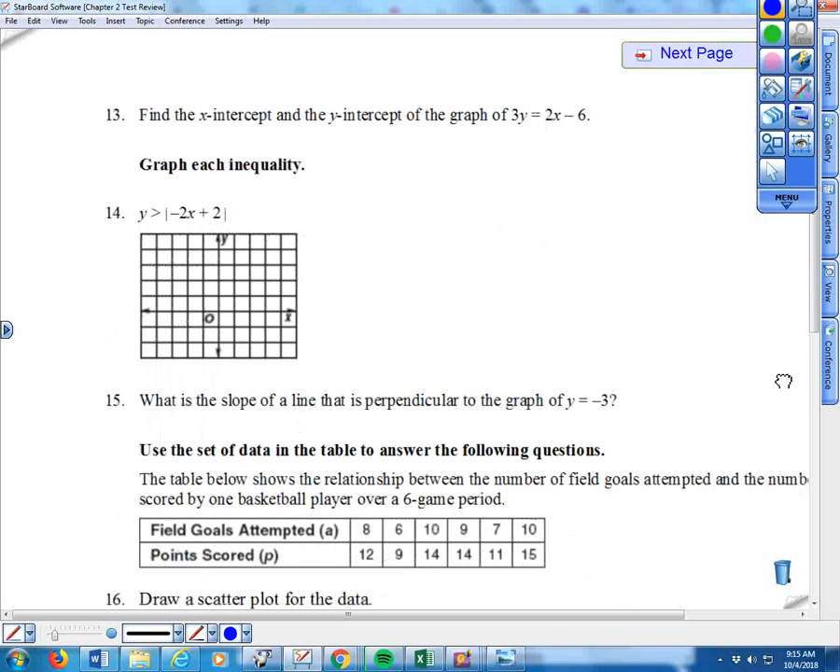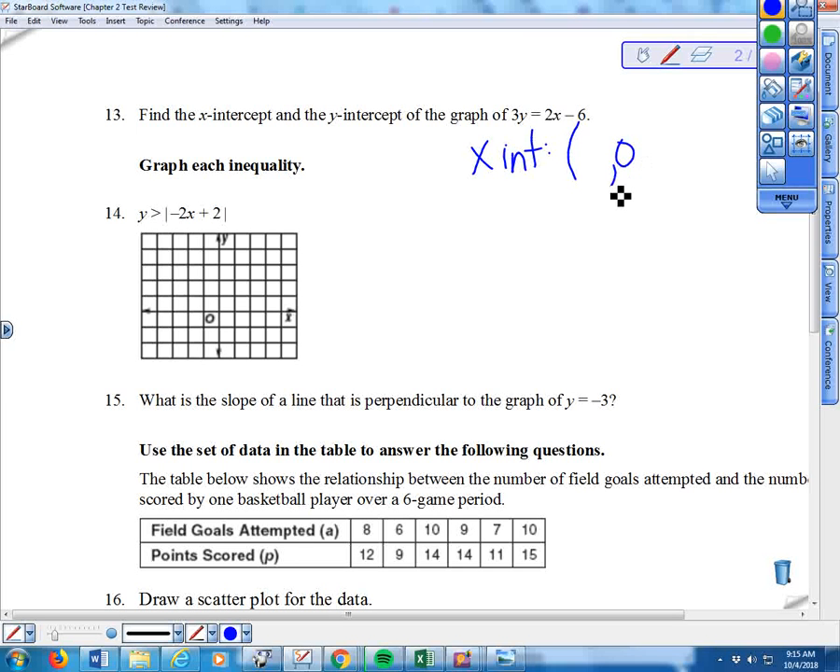Find the x-intercept and y-intercept. All you had to do was find it. You didn't have to graph. To find the x-intercept, I plug in 0 for y, because everywhere on the x-axis, y is 0. When y is 0, I get 2x minus 6 equals 0. 2x equals 6, so x is 3. So my x-intercept happens to be (3, 0).